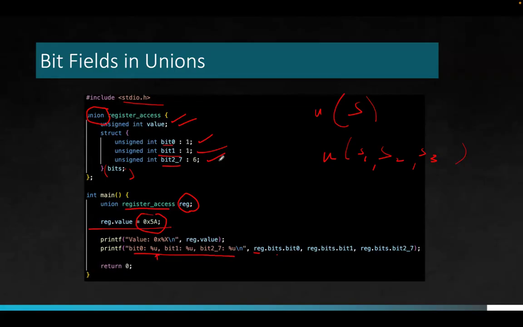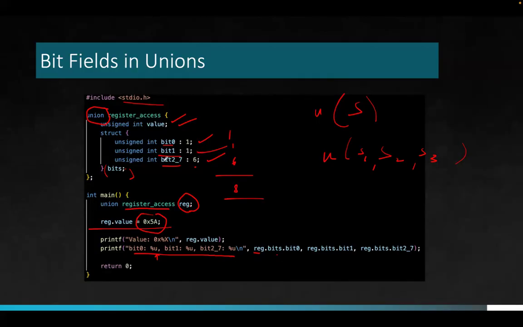So here what will happen? The first bit value will be stored in bit 0. The second bit value is stored in bit 1. The third to eighth bits will be stored in bit 2 to 7, because it has 6 bits of associated data. That means from 0 to 1, this is 1 bit, and then 6 bits. So a total of 8 bits get stored over the entire structure, but with a different naming convention: bit 0, bit 1, bit 2 to 7.